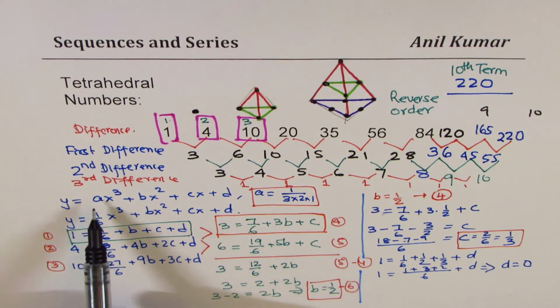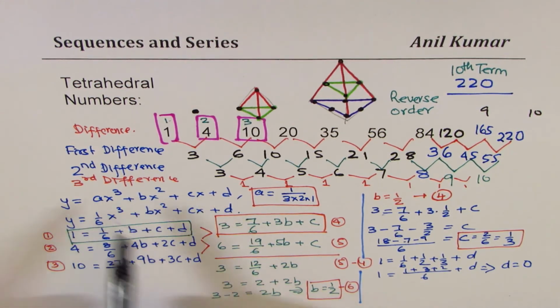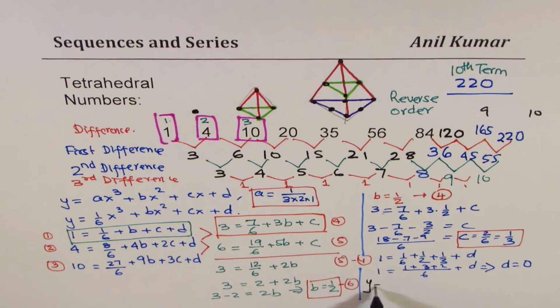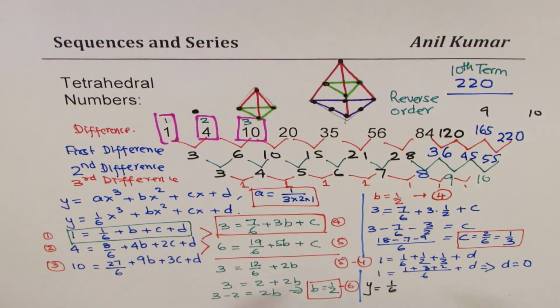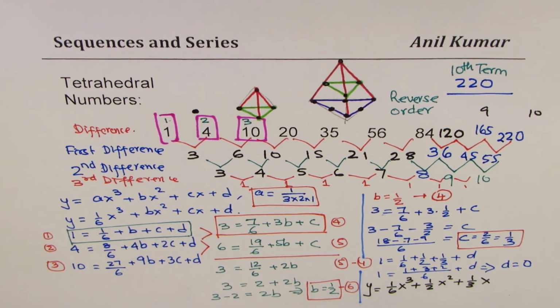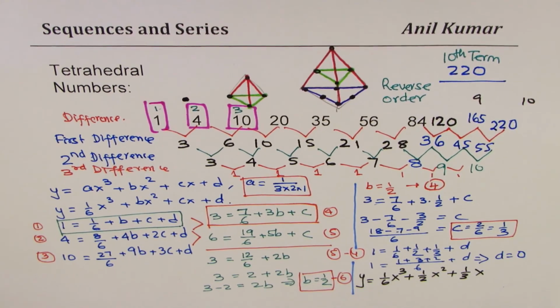Finally, we can substitute the values of a, b, and c here, and get the equation. So we get y equals to, a is 1 over 6, x cubed, plus b is half, right there, x squared, plus c is 1 over 3, so 1 over 3 x. Do you see that? So that is how you can get your formula, right? This can be rearranged. Let me do that part also.